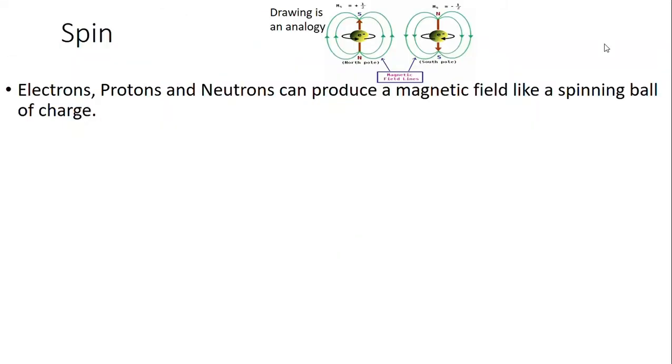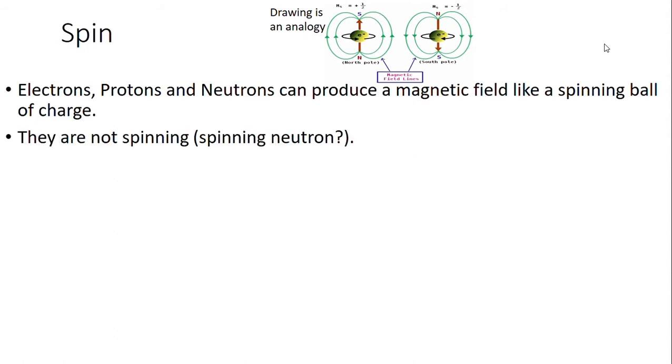So what is spin? Well, electrons, protons, and neutrons all produce a magnetic field that looks a lot like the magnetic field produced by a spinning ball of charge. And the way you produce magnetic fields is to move charges. And one way you can move charges is to spin them around.